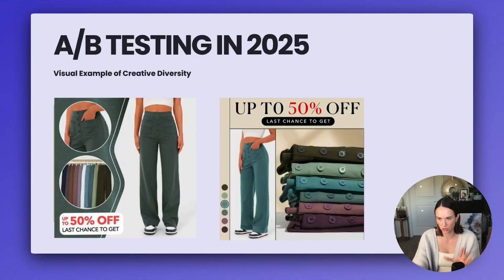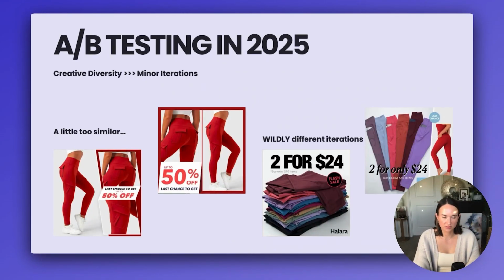When it comes to wildly different creatives, when we talk about creative diversity being stronger than minor iterations, the one on the left feels a little too similar. Again, very similar design and layout. Whereas if you look at the two on the right, we have wildly different iterations. That is what I would consider a fair test when we think of Meta's changes in their AI algorithm.